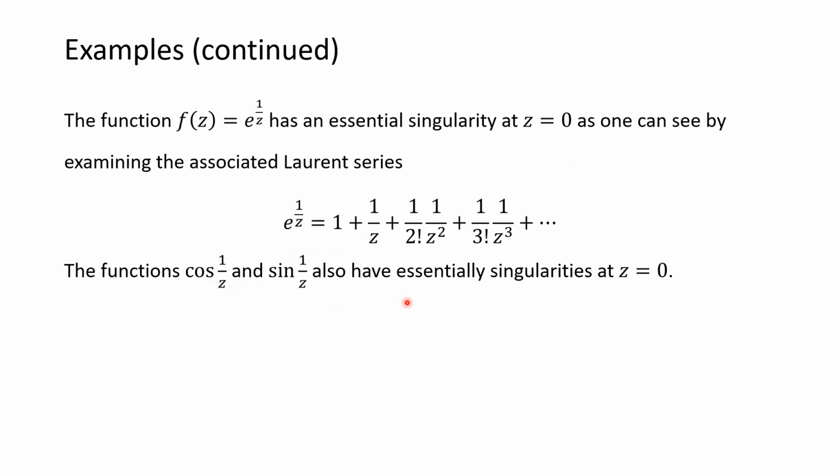And if you want some exercises to try, you can go back to the previous lecture, where we did the sine of z and cosine of z, and plug in 1 over z in each case, and you'll get something like this. And then you can conclude again that they're essential singularities.